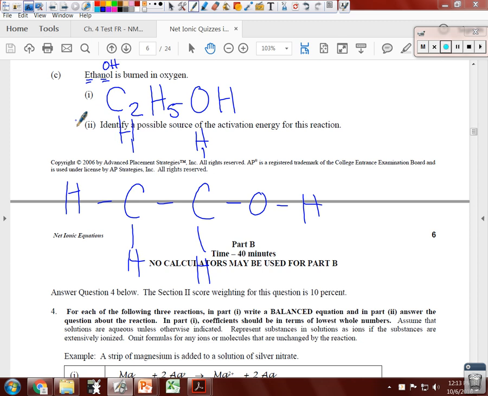Meth, eth, prop, and bute. Now, when it says burned in oxygen, I'm going to kick you in your shin if you write that letter right there. Thank you. Now, you should very much recognize this type of reaction. It is a combustion reaction.